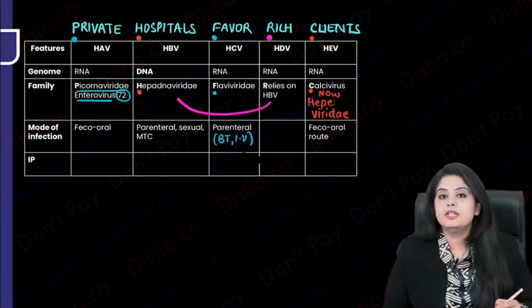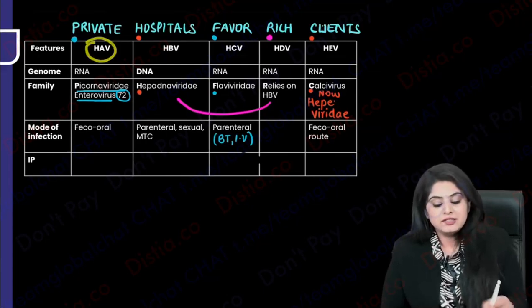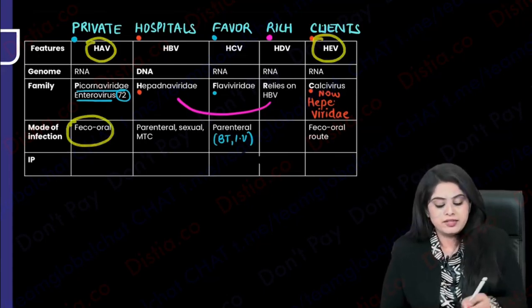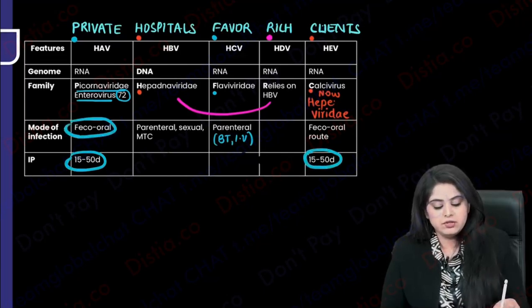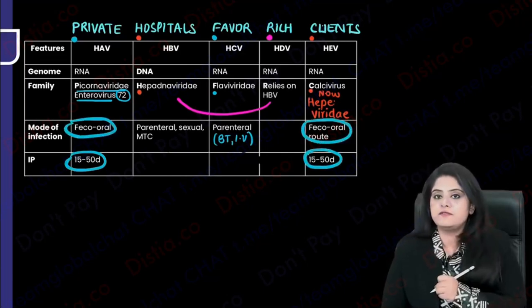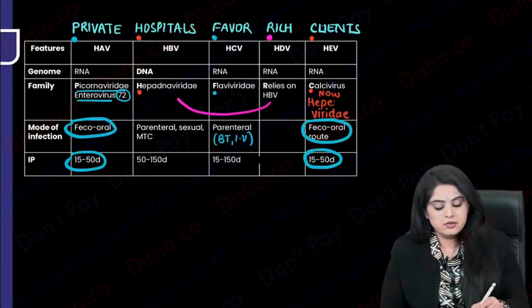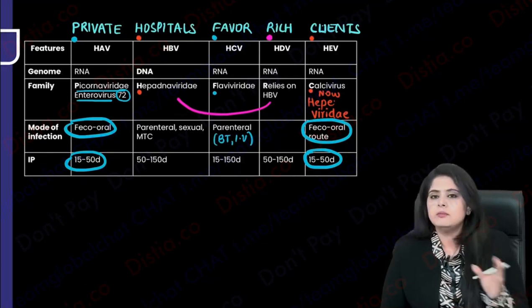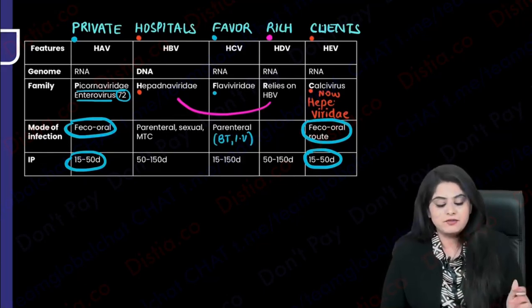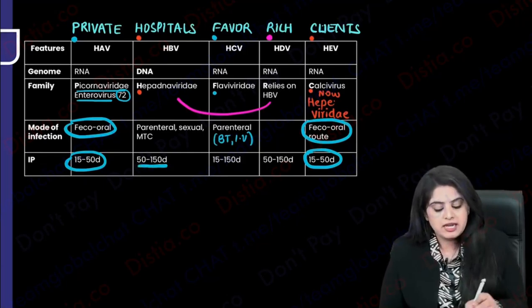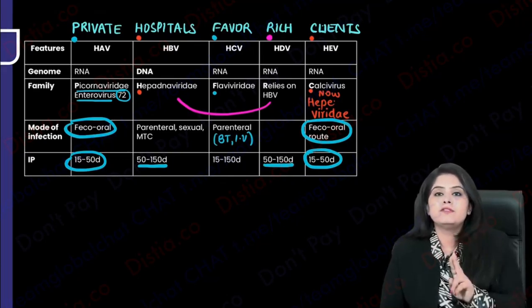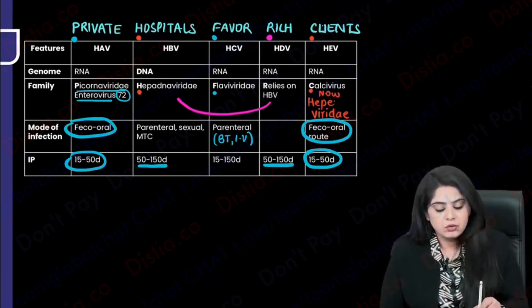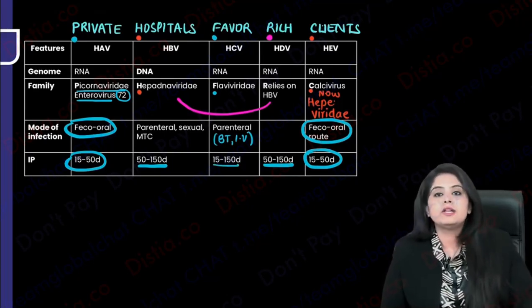Okay, now talking about their incubation period. So simple. The ones that are going to have a feco-oral route, that is hepatitis A and E, will have somewhat a similar incubation period of 15 to 50 days. Easy to learn. The feco-oral route, gastroenteritis ones, 15 to 50 days. The other ones that you have in between, again some similarity you will have to find. So hepatitis B and hepatitis D, because they are usually very much dependent, 50 to 150 days roughly. And then a little less, so 15 to 150 days for hepatitis C.